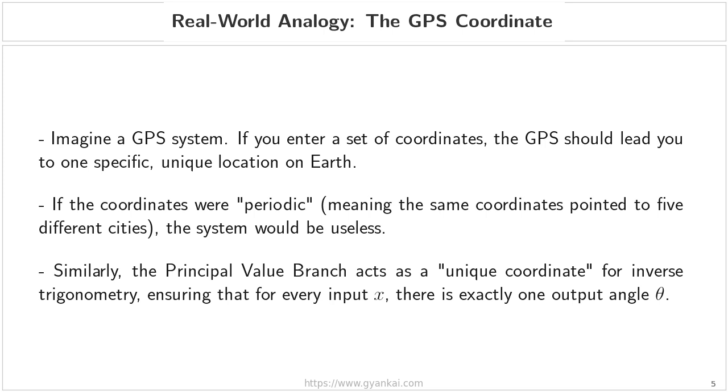Similarly, the principal value branch acts as a unique coordinate for inverse trigonometry. By restricting the range, we ensure that for every input value x, there is exactly one unique output angle theta. This eliminates the ambiguity of the periodic nature of trigonometric functions, which we will see in action in the next slide when we evaluate a specific example.